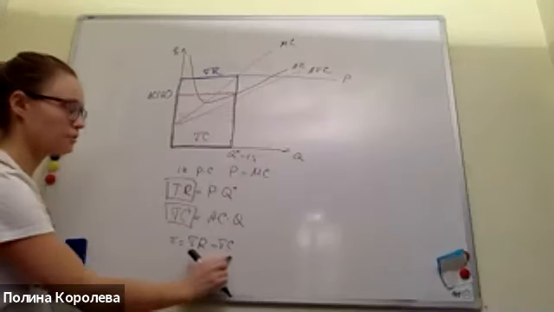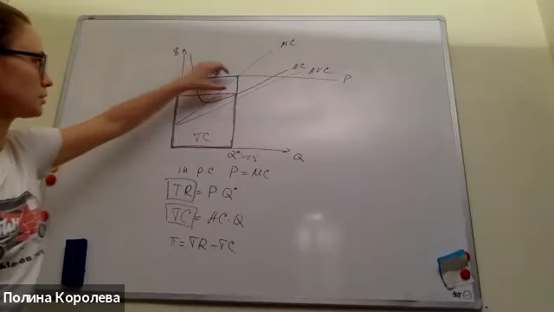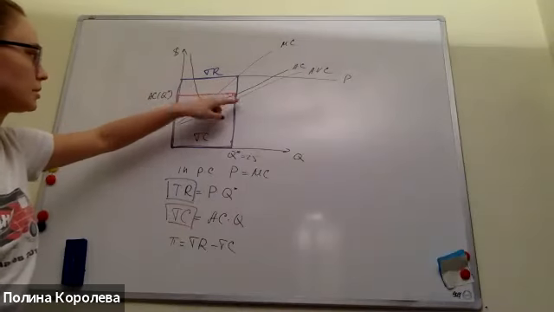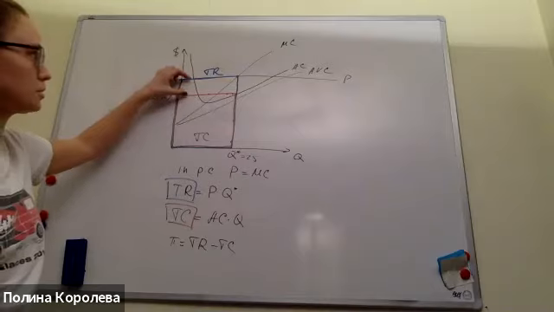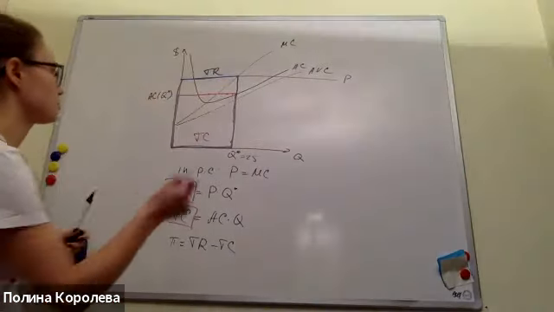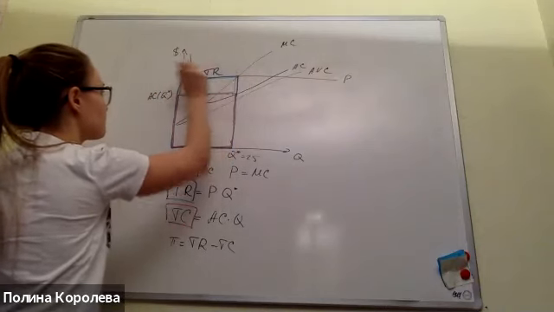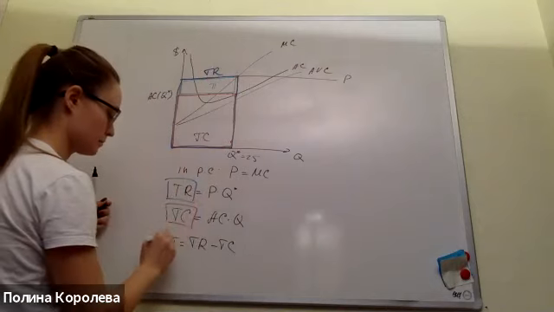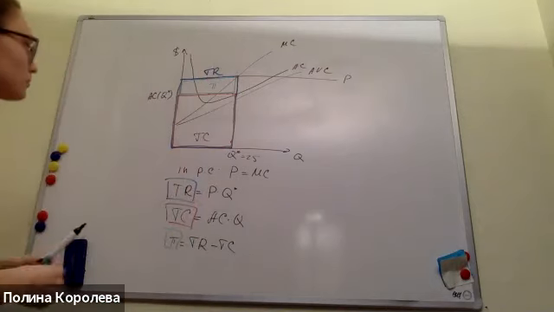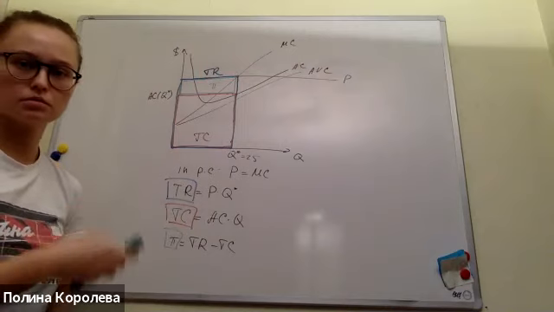Profit is total revenue minus total costs. So this area, the blue area, is bigger than the red area, so the difference is profit. And we see that we have positive profit here. Okay? Yes, please, any questions about this?